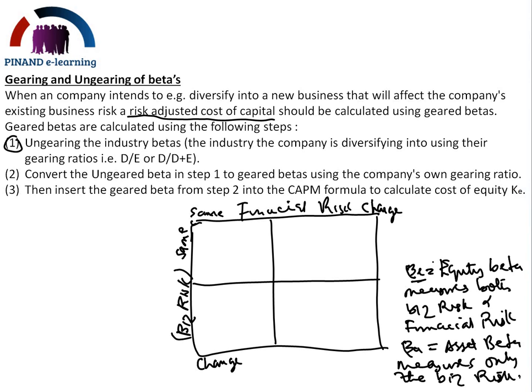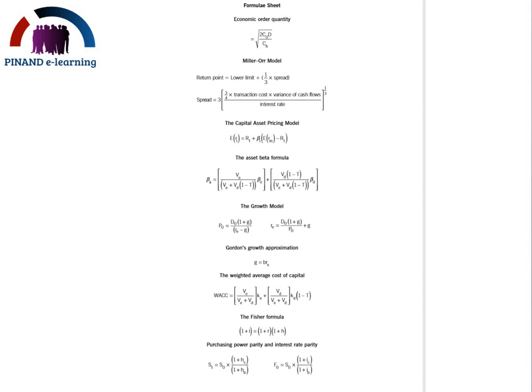So we'll come across the asset beta and equity beta as we move along. We use the formula in solving our question. It is that formula you use to gear and ungear. Let me show you the formula in the formula sheet that we're giving to you in the exam. This is it. The asset beta formula is given to you in the exam. So this is the formula we use for gearing. In solving asset beta, which is the BA, we have to use this formula.